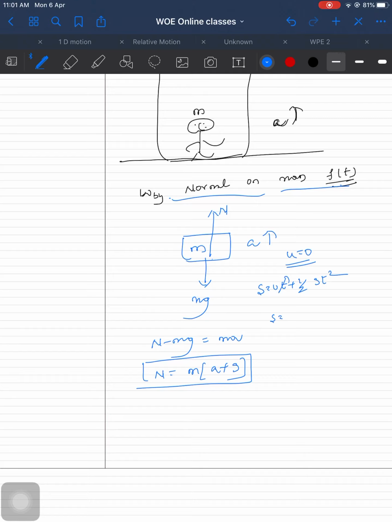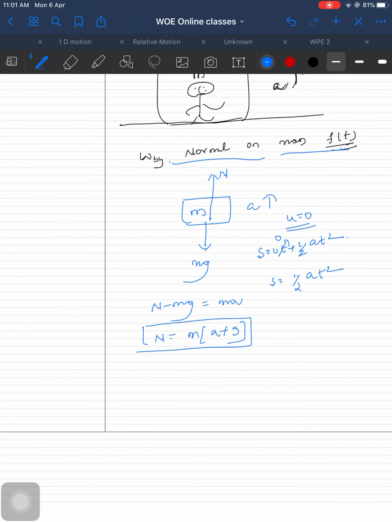Now u is equal to 0, and half g t square. Oh wait a minute, I'm just writing wrong. Half a t square, I'm sorry, half a t square, it's going upwards with the acceleration a.